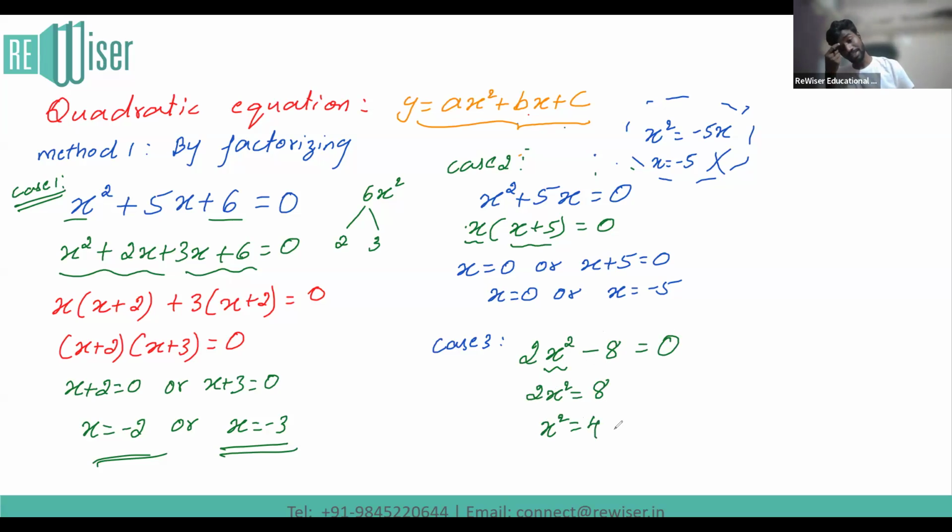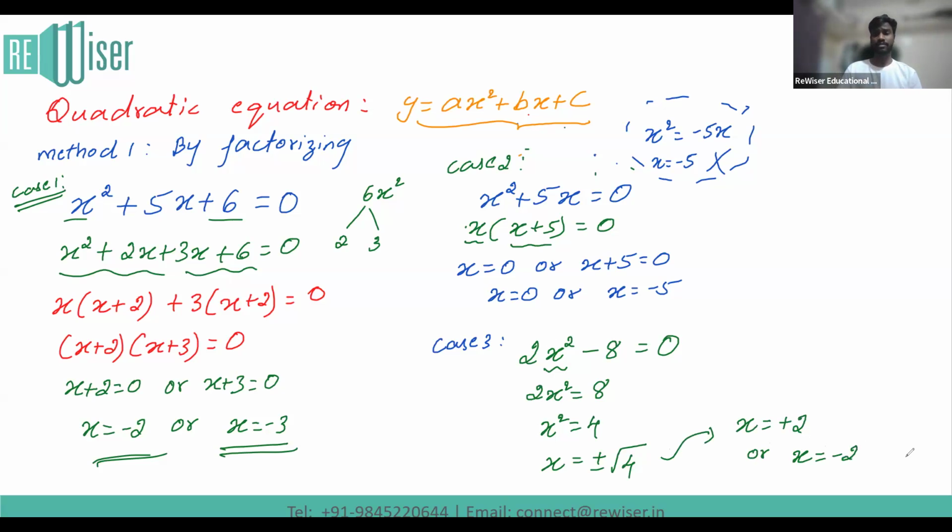The key point to note here is that whenever the square goes to the other side, it becomes plus or minus. So x equals plus or minus the square root of 4. If you do not write plus or minus, you will lose 1 mark, whether it is a 2 marker or 3 marker. The square root of 4 is 2, so x is either positive 2 or negative 2.